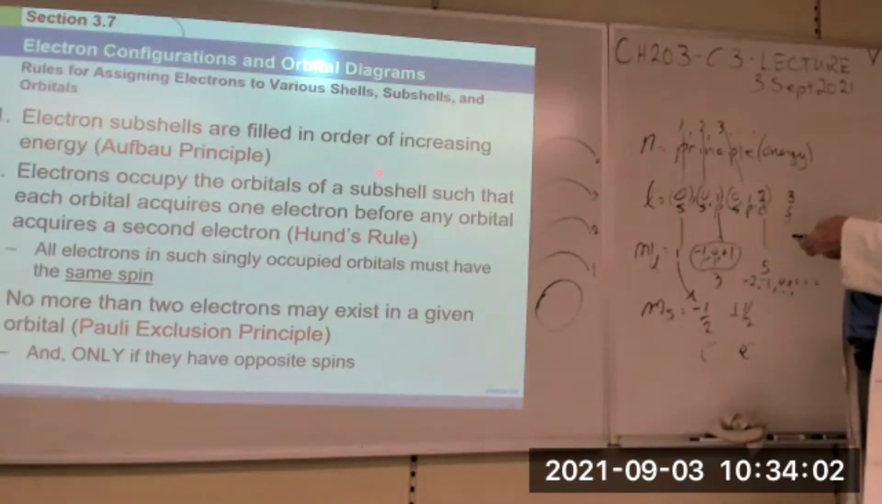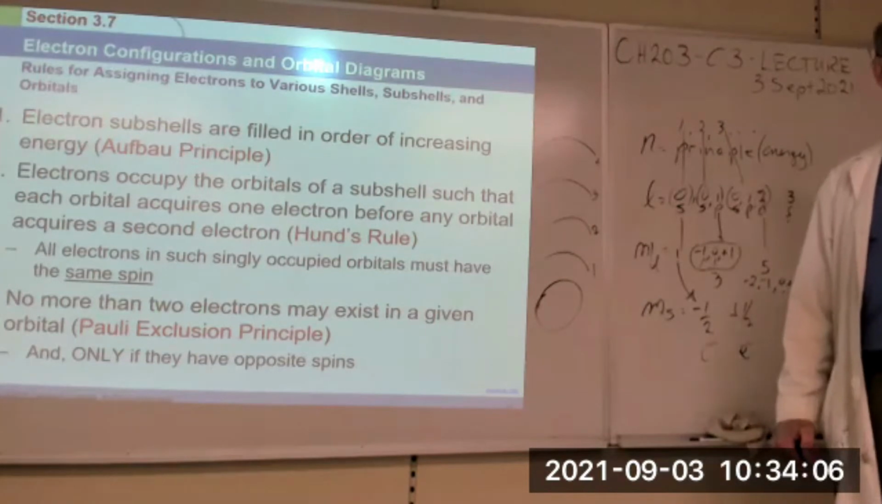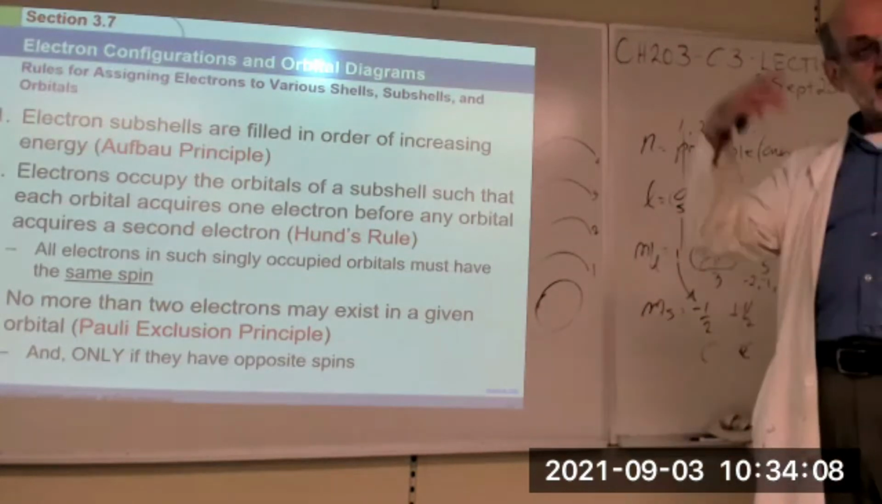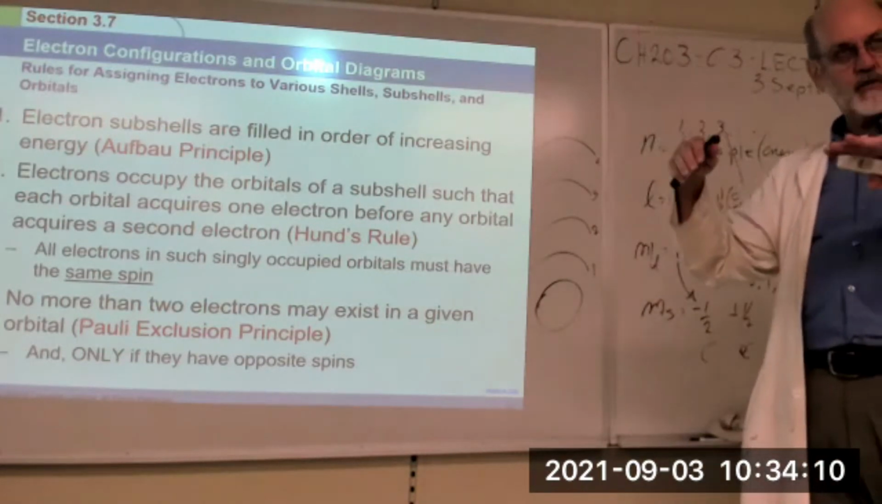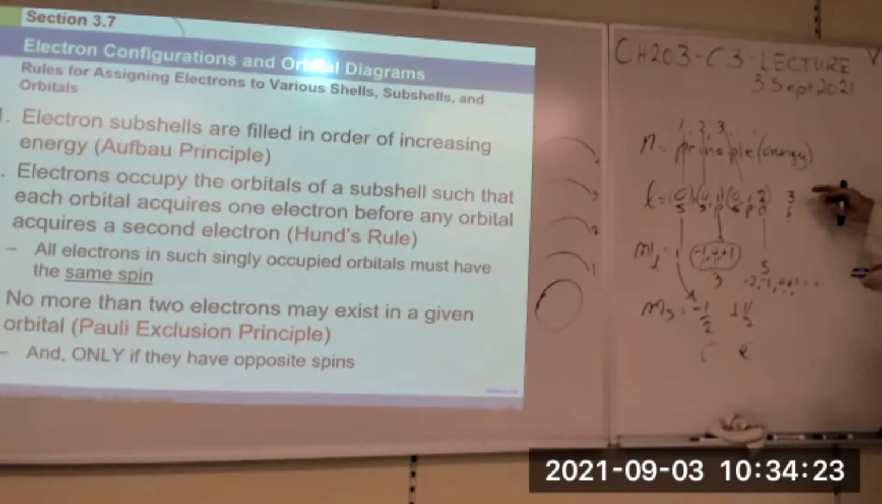So the Aufbau principle says you fill them in order of increasing energy. So you can't put one in a higher energy orbital until you get the lower ones filled. The next one is Hund's rule. Electrons occupy orbitals and subshells such that each orbital acquires one electron before any orbital acquires a second electron.